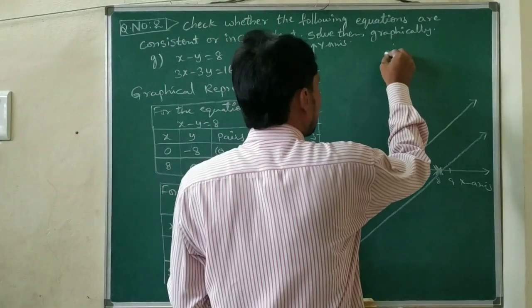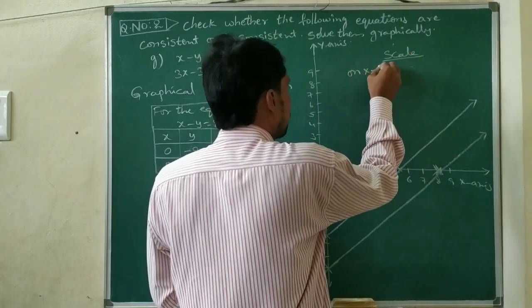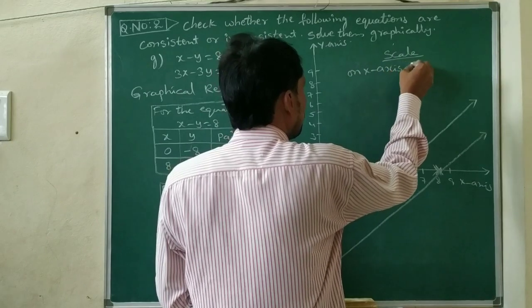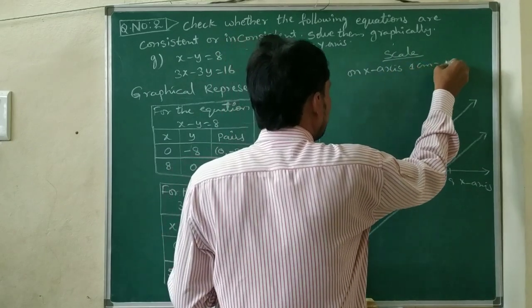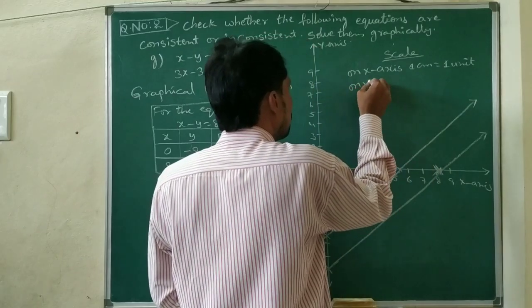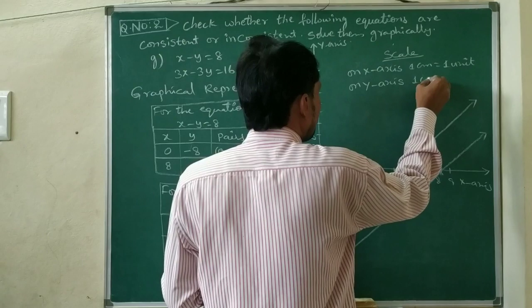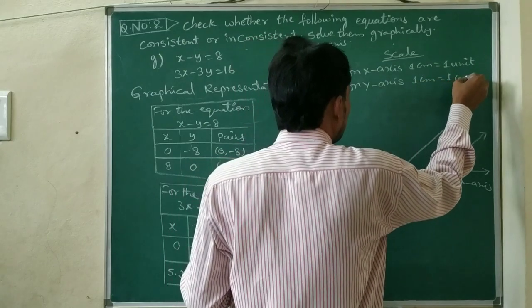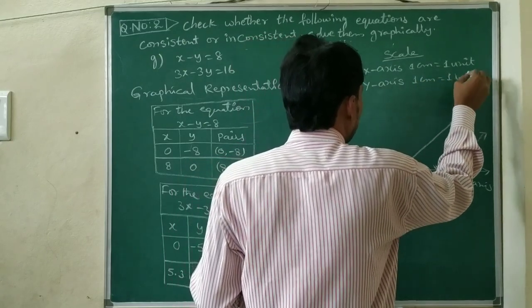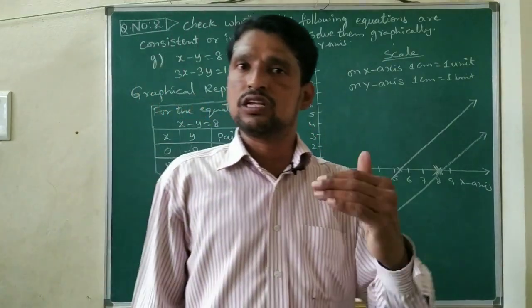Now we can write the scale. On x-axis, 1 centimeter equals 1 unit. On y-axis, 1 centimeter equals 1 unit. This is about the graphical representation of the given data.